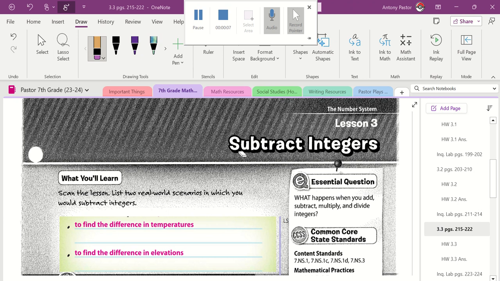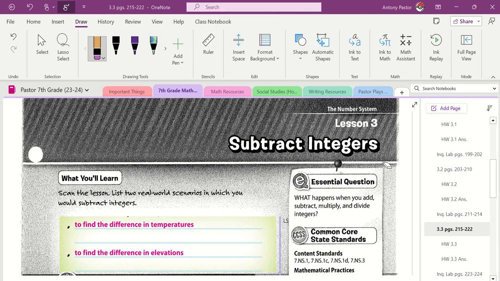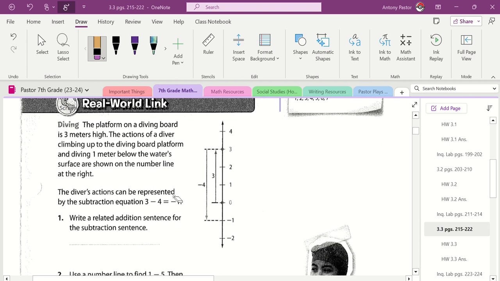Today we're going to be focusing on integers, primarily on subtracting integers and how to subtract them. Last chapter we talked about adding. This time it's going to be the opposite. And let's get into it today.